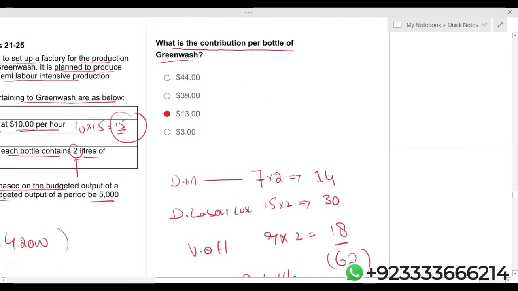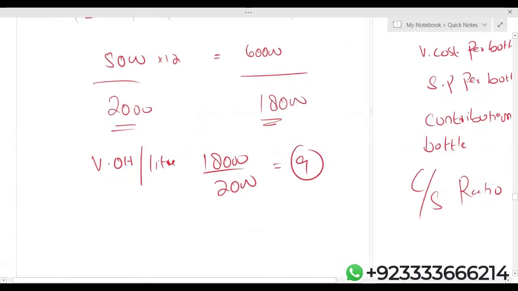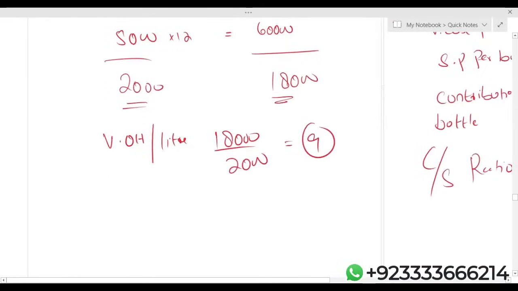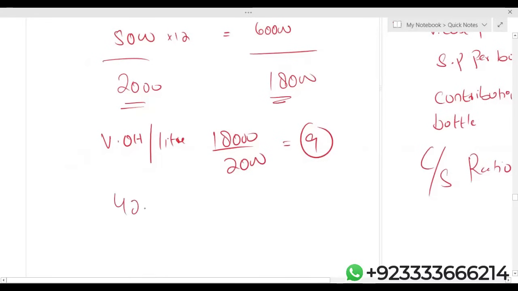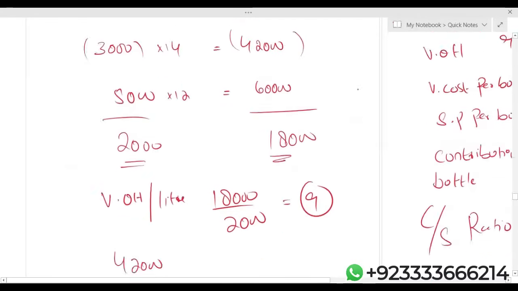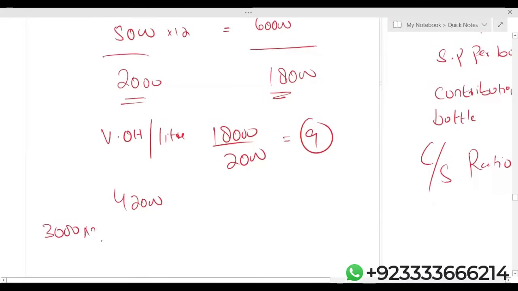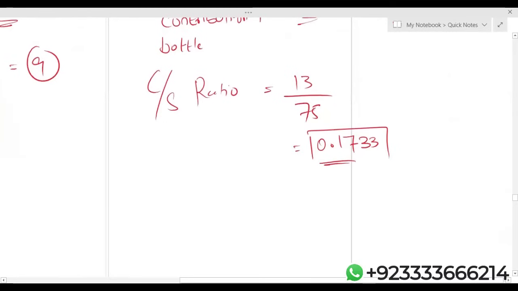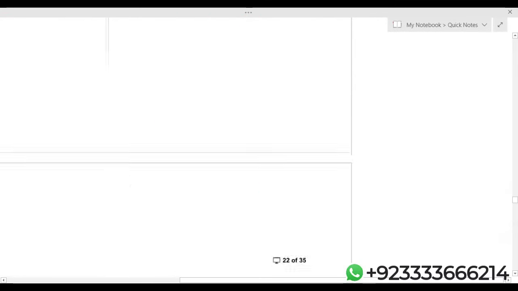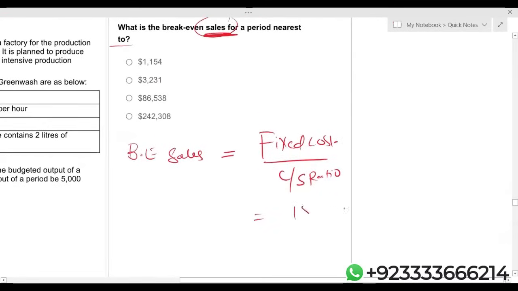This CS ratio. We can also calculate fixed cost here because we know that variable overhead is 9 per liter. Okay. 42,000 is the total cost. Can I say 3,000 into 9? I'm getting 27,000. 42 minus 27. Fixed cost is 15,000. Now let's go. It was 0.1733.